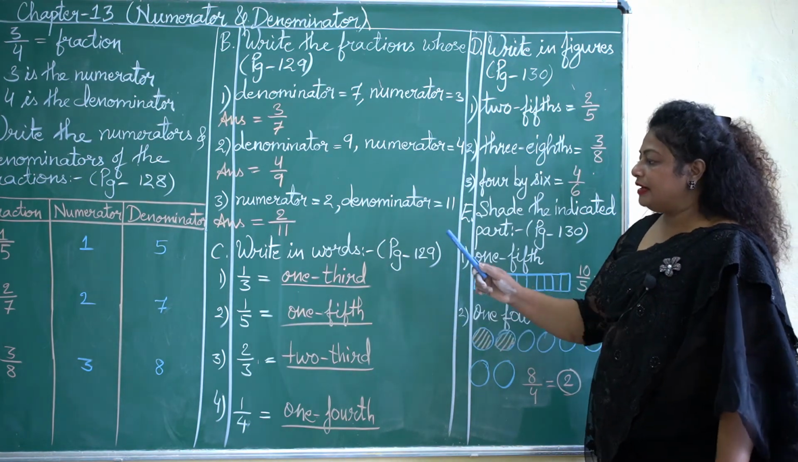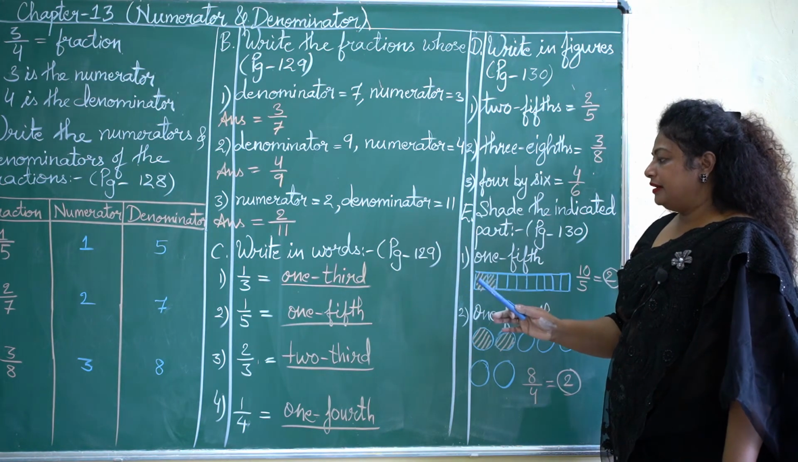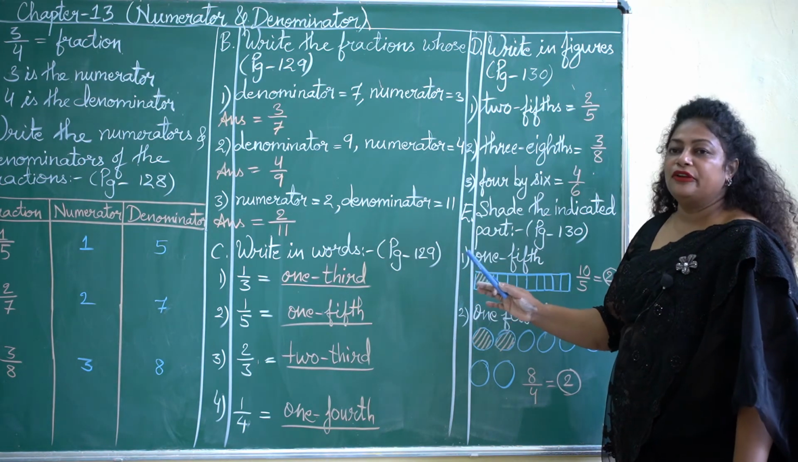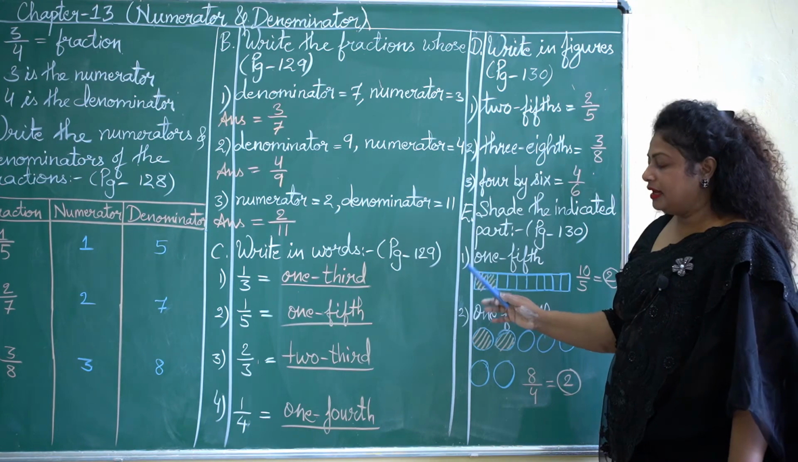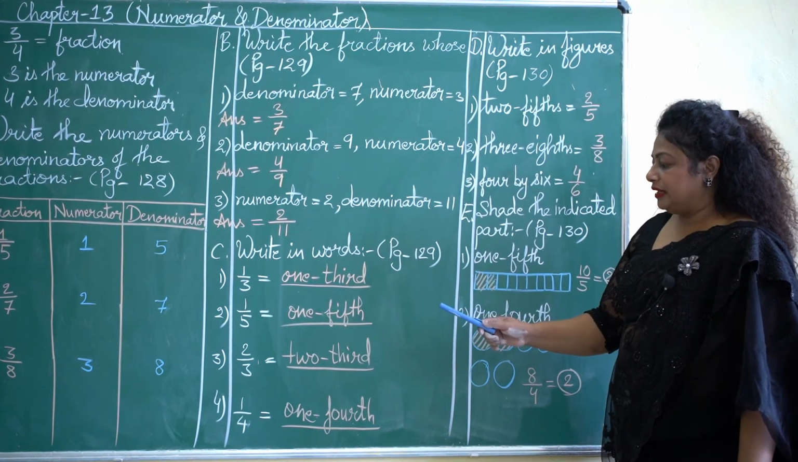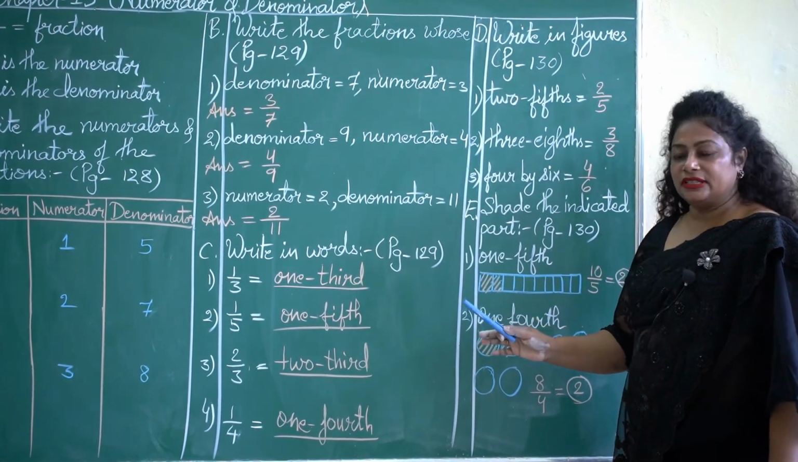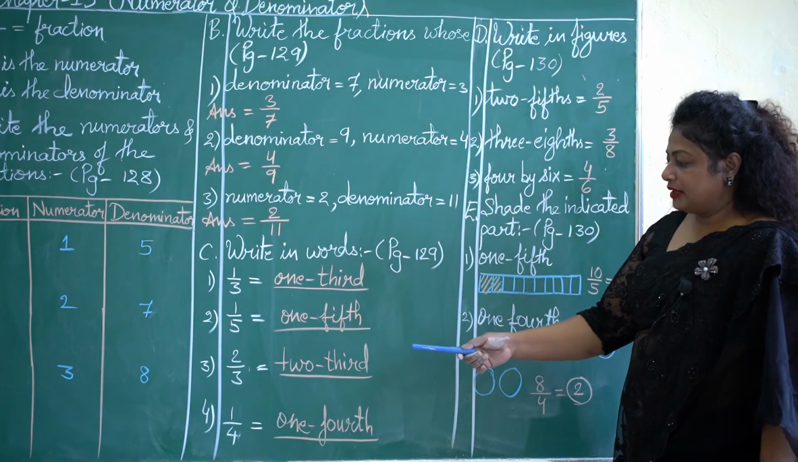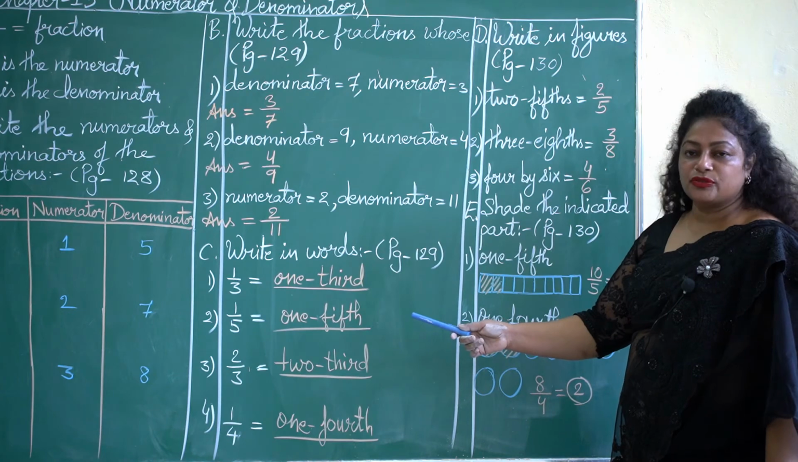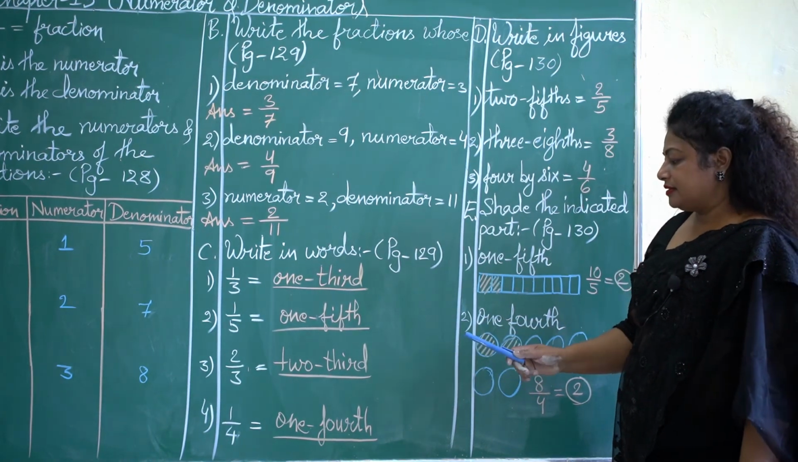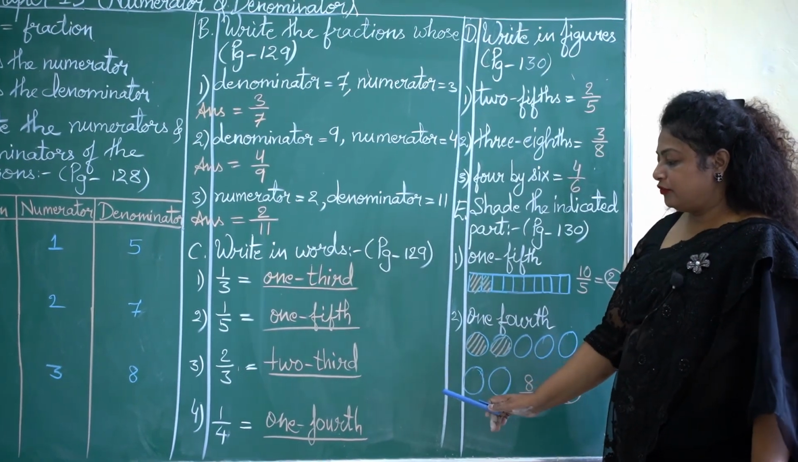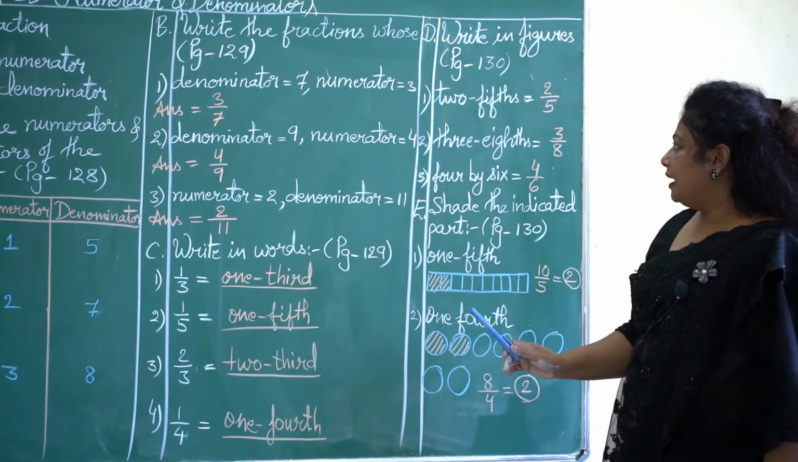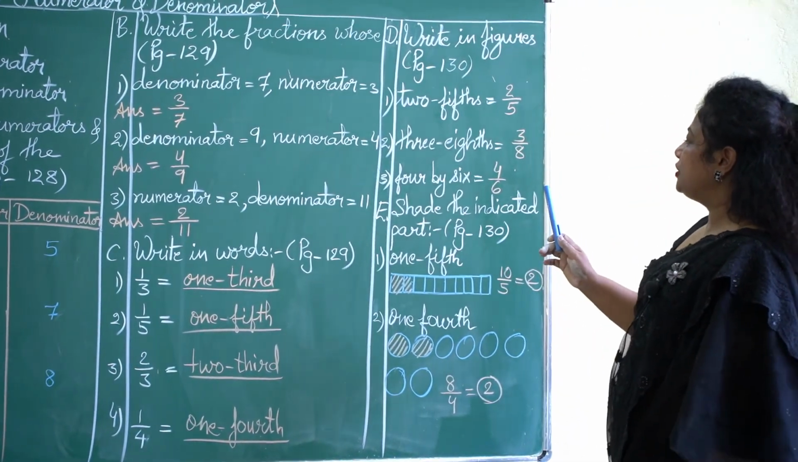The next fraction given is 1 by 5. In order to write in words, it is written as one fifth. Okay children. Third, 2 by 3. In words, it is written as two thirds. Okay, I'm coming to the next fraction. It is given as 1 by 4. So it is written as one fourth.